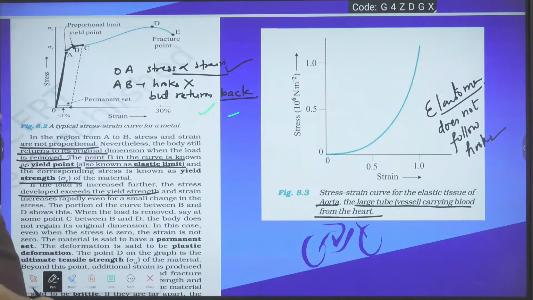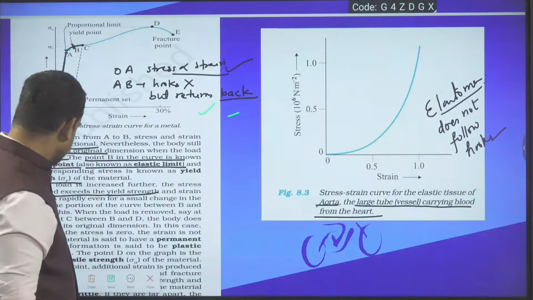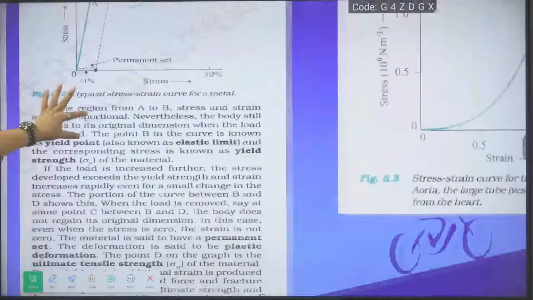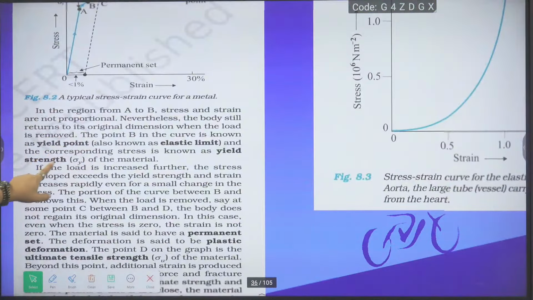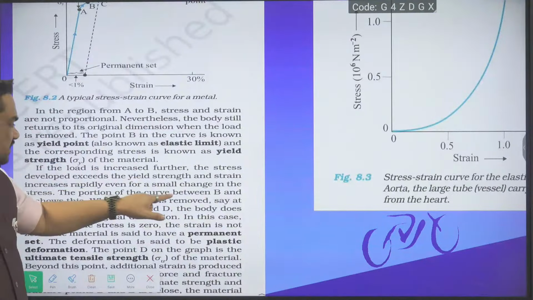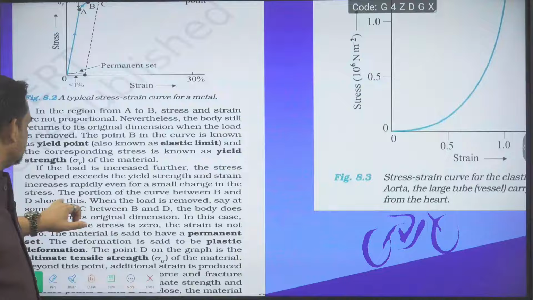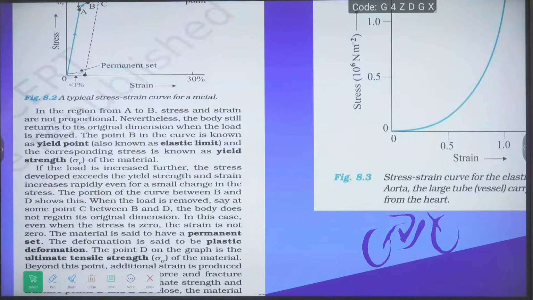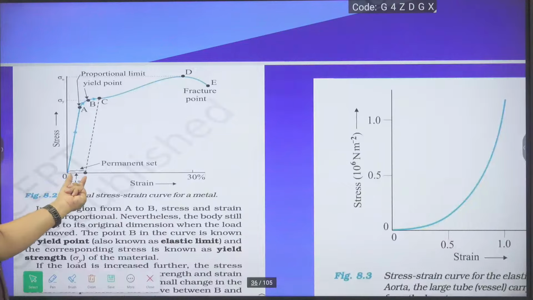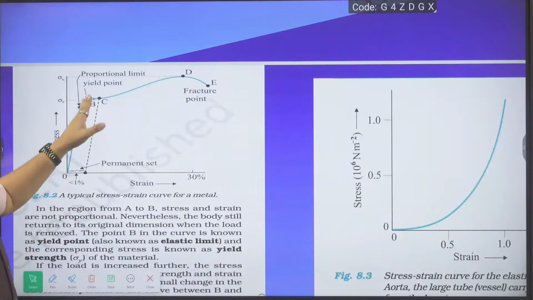If the load is increased further, the stress developed exceeds the yield strength and the strain increases rapidly, even for a small change in the stress. The portion of the curve between B and D shows this. So basically, if you cross B, at C there will be permanent deformation. It will never return to the original state. Up to B it will return.